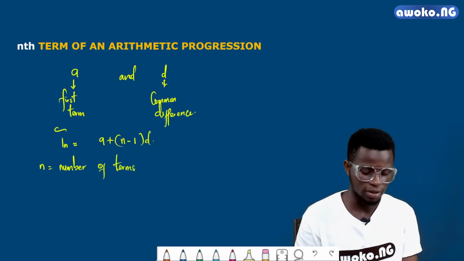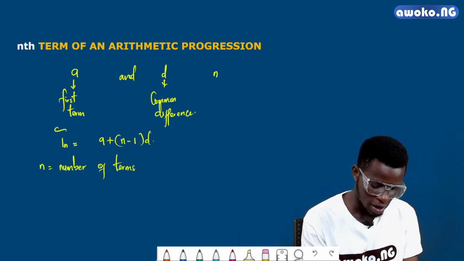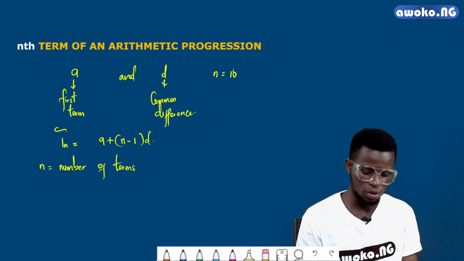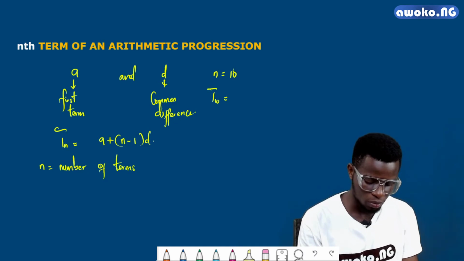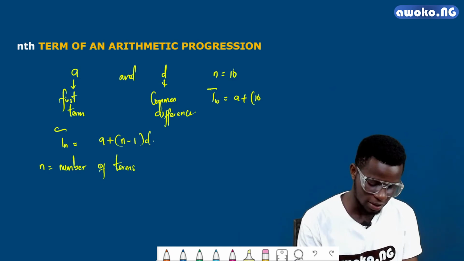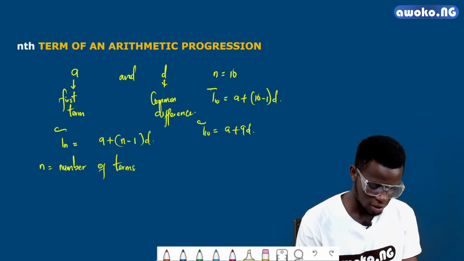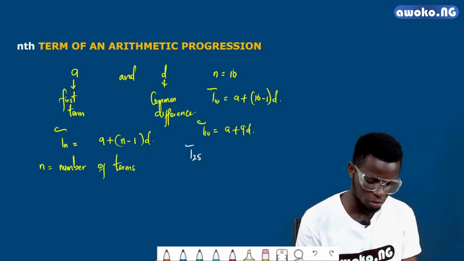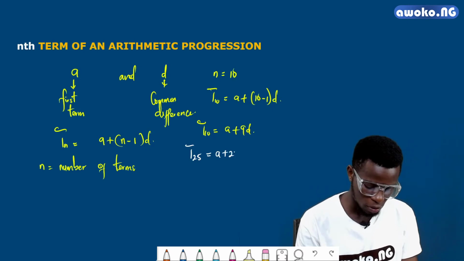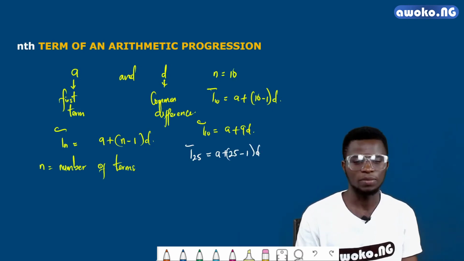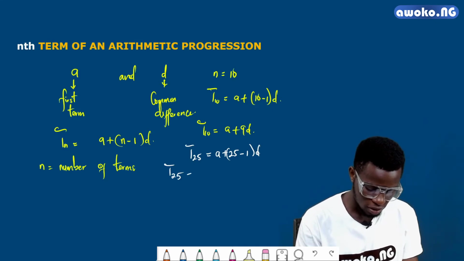So what this implies is, if we're asked to find the 10th term, n is going to be equal to 10. So T10 will be equal to A plus (n minus 1)D, where n is 10. So T10 is equal to A plus 9D. If we're asked to find T25, T25 is going to give us A plus (25 minus 1)D. So T25 is equal to A plus 24D.